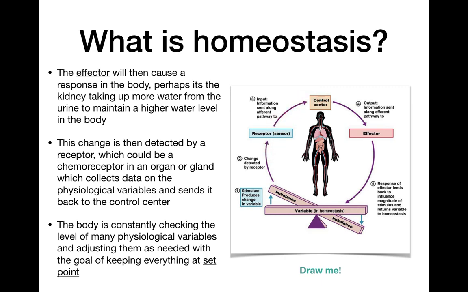If I'm not quite there yet, I'll send out more signals to the effectors again, and they'll keep doing what they're doing to try and get us back to that perfectly even set point value. So the body is doing this all the time. It's kind of amazing how it's constantly collecting data on all of these variables and checking to make sure we're at set point. And if we're not at set point, it's going to adjust, going to try and change things to see how it's going.